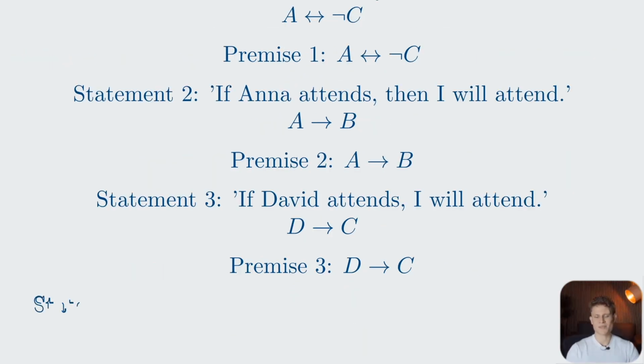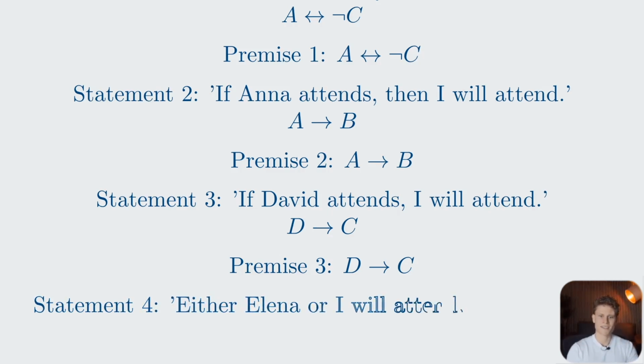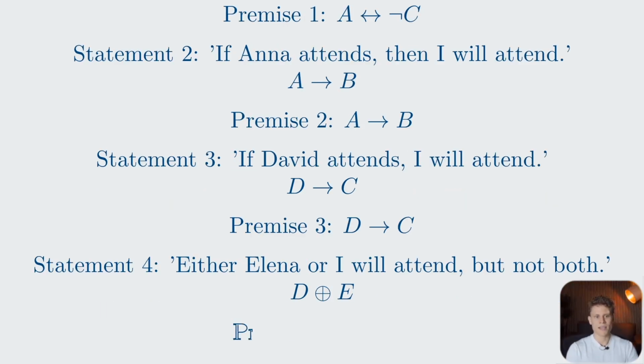David's statement is a bit different. Either Elena or I will attend, but not both of us. This is a classic definition of an exclusive or, often denoted by a circle plus symbol. This premise tells us that the attendance of David and Elena must always be opposites. This is a very strong constraint.